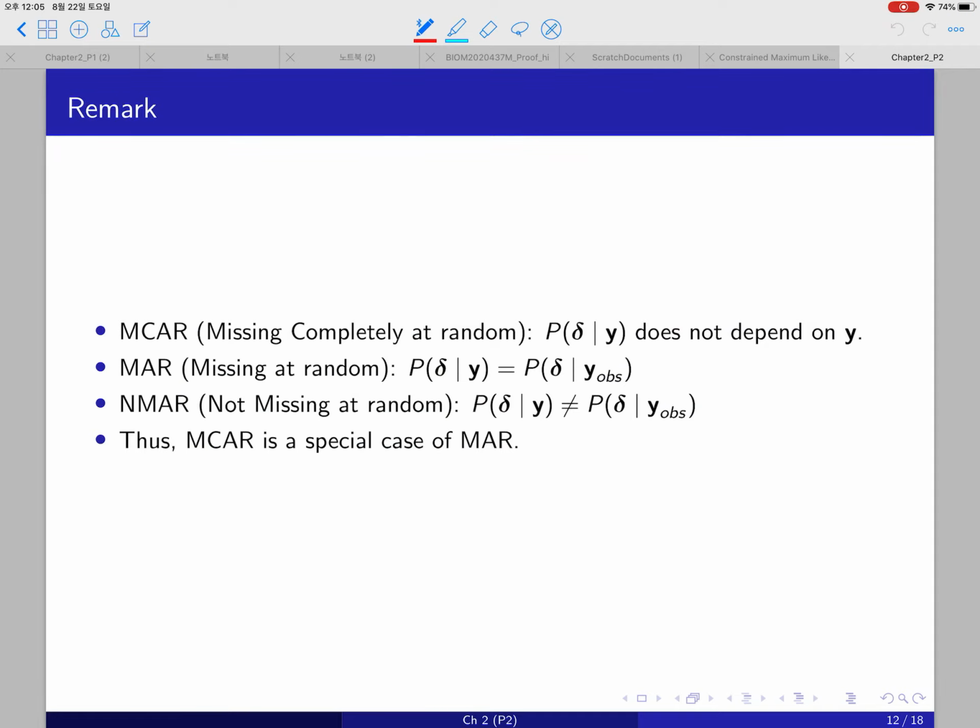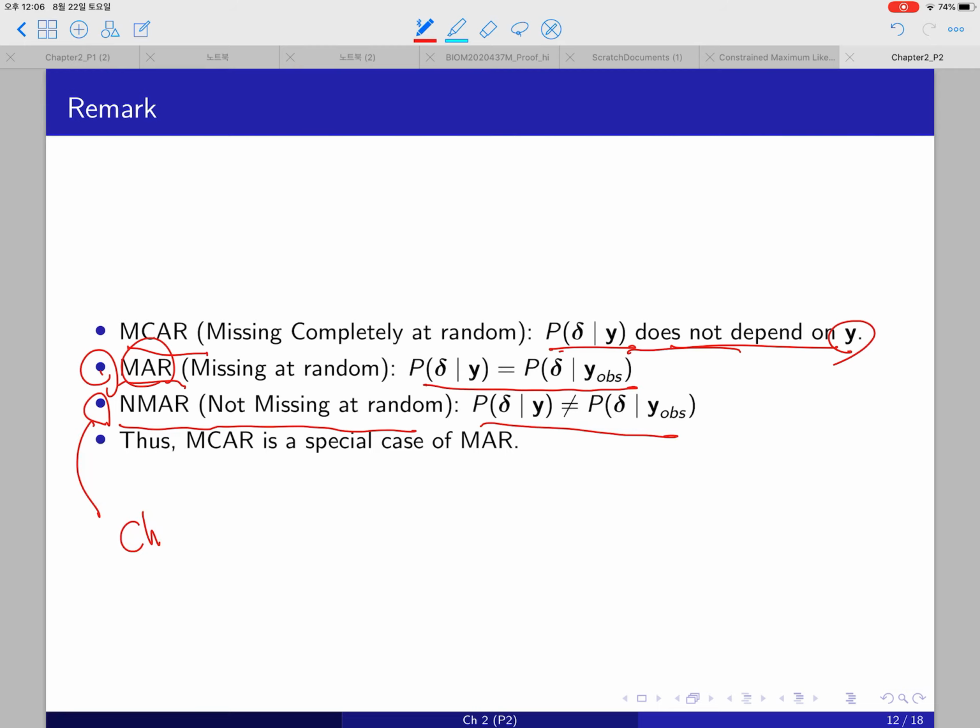And then missing completely at random means that the mechanism doesn't depend on any y. So this is basically purely random, right? That's a little bit too strong an assumption, and missing at random is a weaker assumption. And not missing at random is more realistic but more difficult. So we'll mostly focus on the missing at random assumption, but later in chapter 8 of our book, we'll cover this topic.